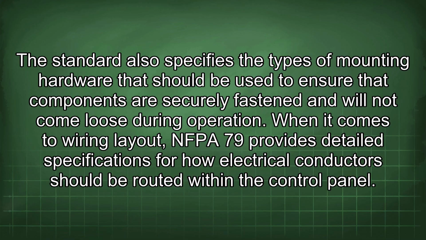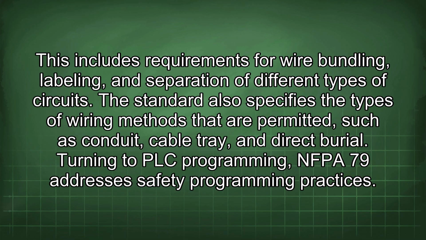When it comes to wiring layout, NFPA 79 provides detailed specifications for how electrical conductors should be routed within the control panel. This includes requirements for wire bundling, labeling, and separation of different types of circuits. The standard also specifies the types of wiring methods that are permitted, such as conduit, cable tray, and direct burial.